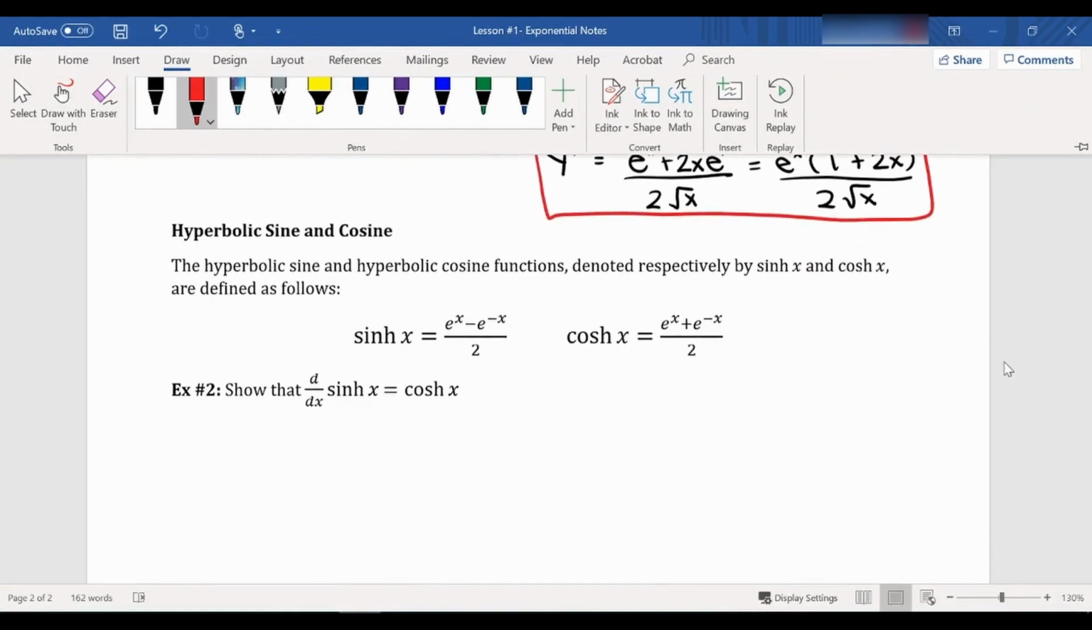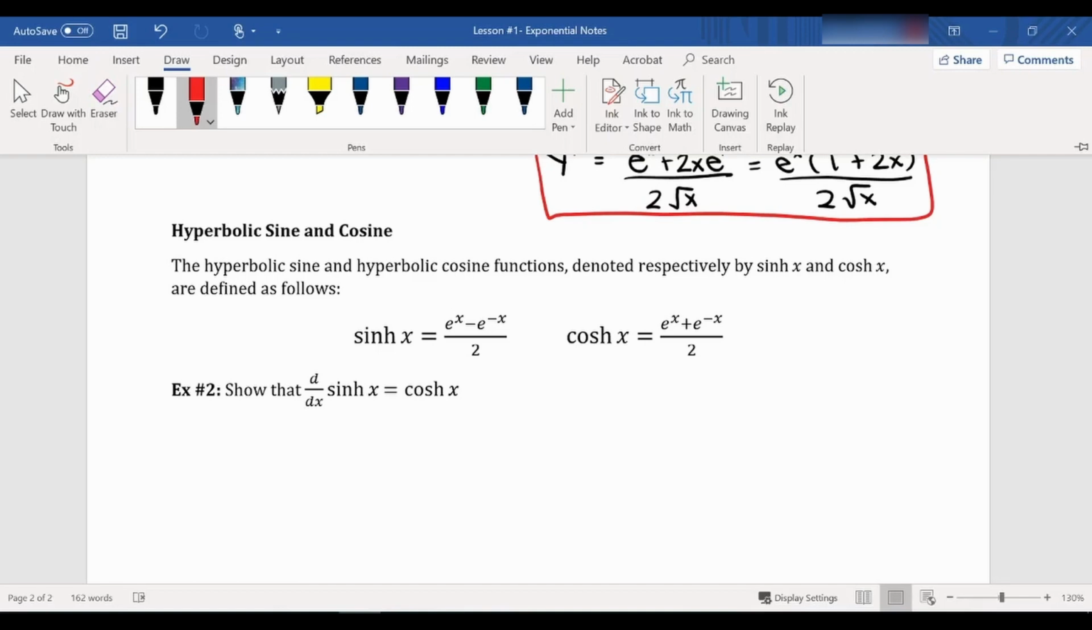There are two special hyperbolic functions here that you might see come up here or there. They're not used much unless you're taking physics, but if you see them, this is just so that you know what they are. So there's hyperbolic sine and hyperbolic cosine. Hyperbolic sine is equal to e to the x minus e to the negative x over 2, and hyperbolic cosine is e to the x plus e to the negative x over 2.